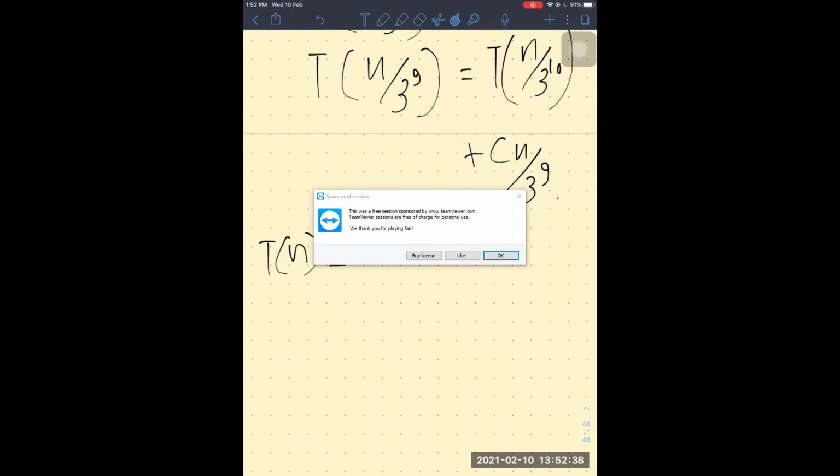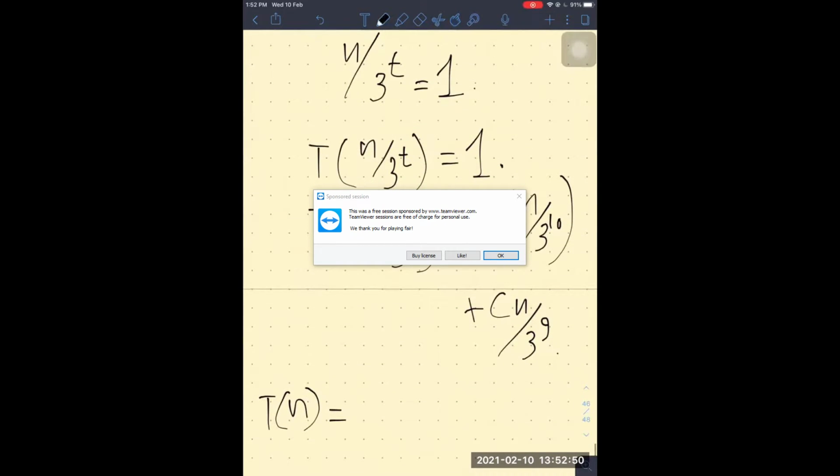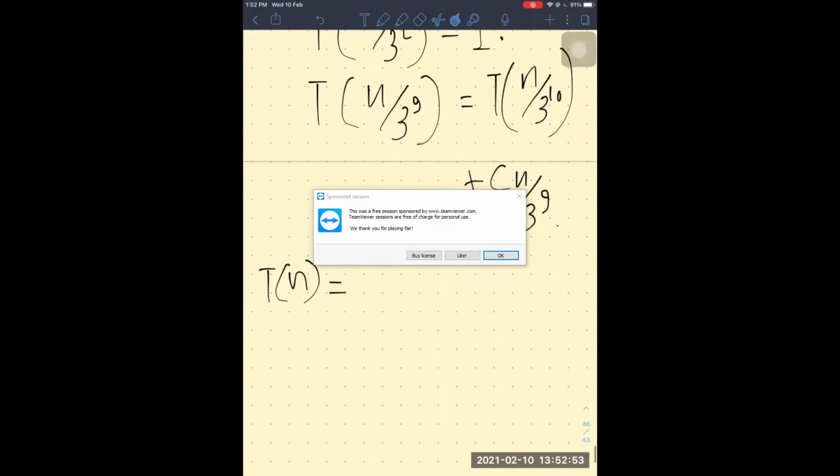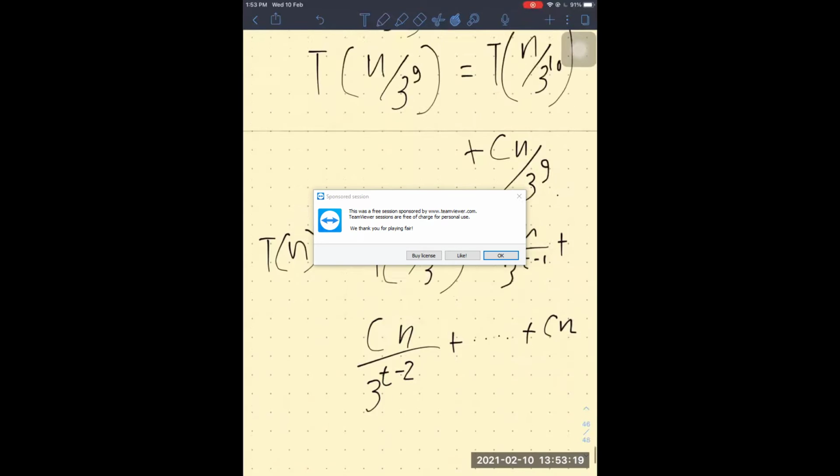from our general equation, this one. We'll just replace i by t, and we will write that T of n is equal to T of n over 3 to the power t plus c times n over 3 to the power t minus 1 plus c times n over 3 to the power t minus 2, in this way all the way to c of n.